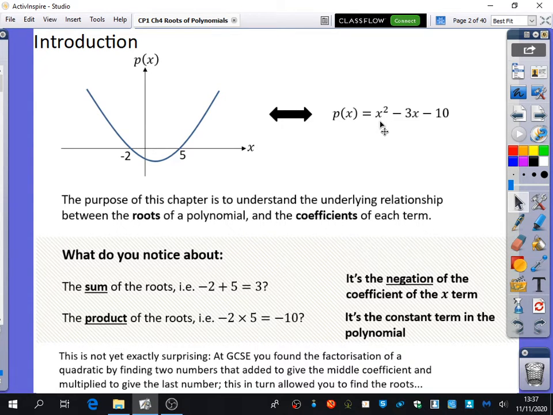And the product of the roots, the 5 and the -2, is -10, and it happens to be the constant term in the polynomial. So this is kind of like the general idea, but we're going to stretch it way further to be able to look at cubics and quartics and spotting more patterns that we aren't aware of. And I've said here this isn't exactly surprising because at GCSE you found the factorization of a quadratic by finding two numbers that added to give the middle number and multiplied to give the last number. And this in turn allowed you to find the roots, okay? So obviously the sum is negated because when you factorize it, you negate whatever the value is that it's factorized with, okay?